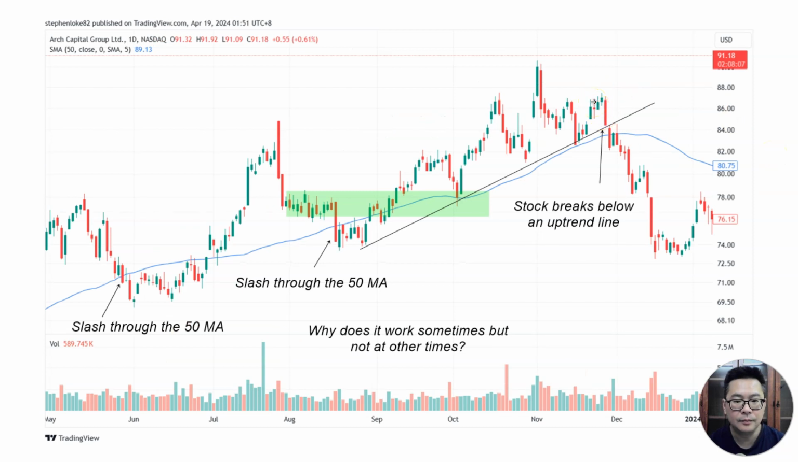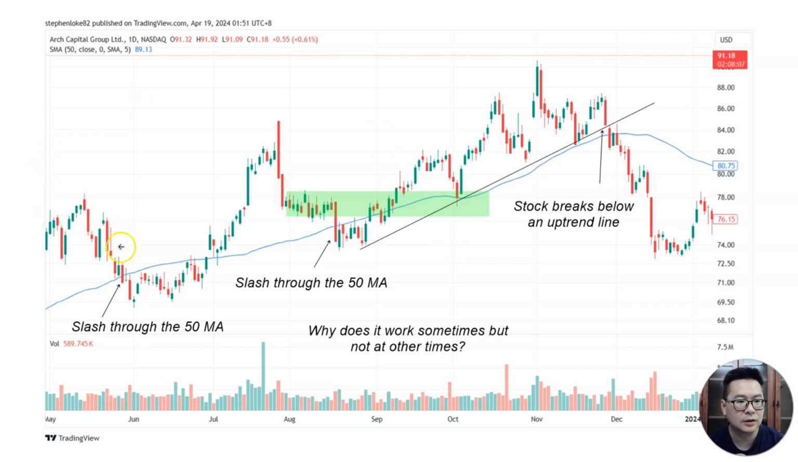Now, why does it work sometimes but not at other times? There will come a time where you look at the 50 MA and sometimes it works, you take a trade on it, but the stock drops to the 50 MA and you wonder, why is it that these 2 times work and the other 2 times do not work?